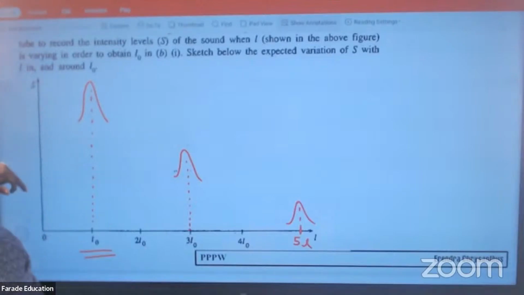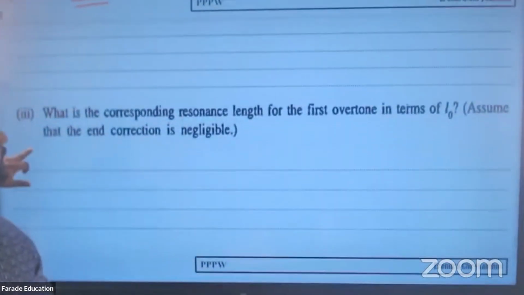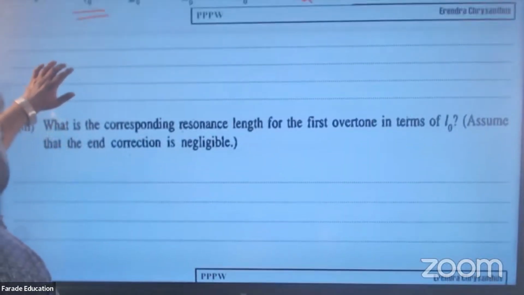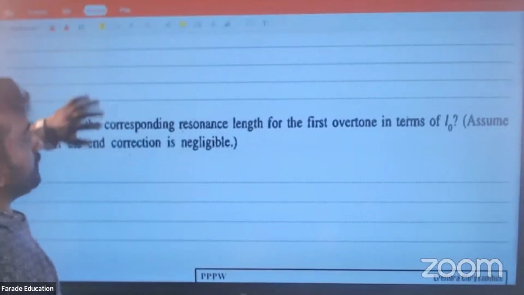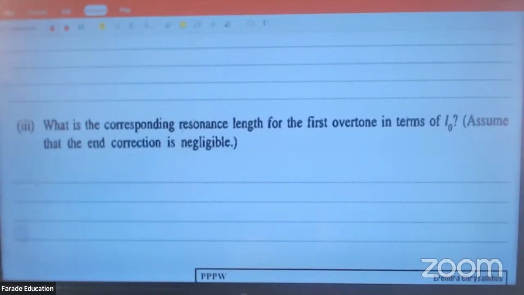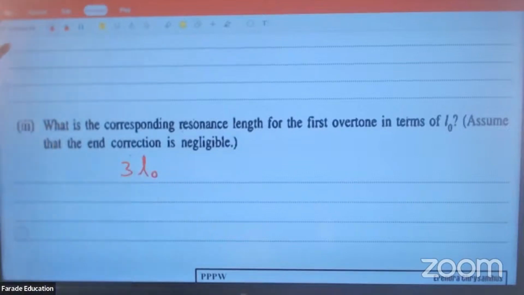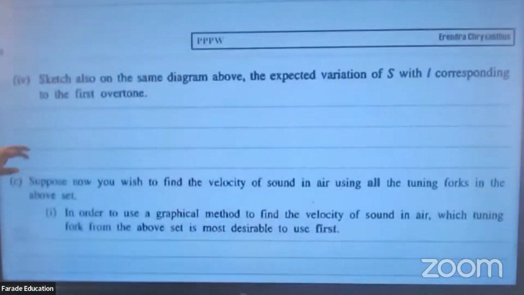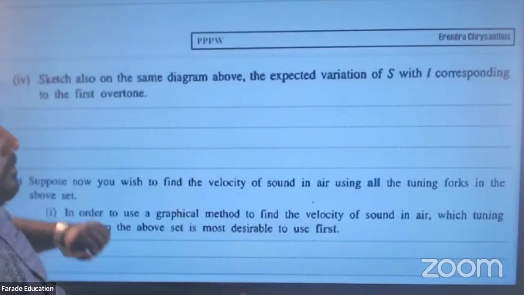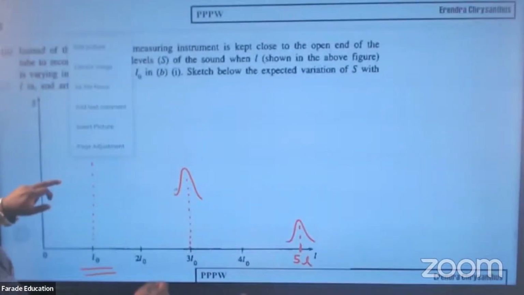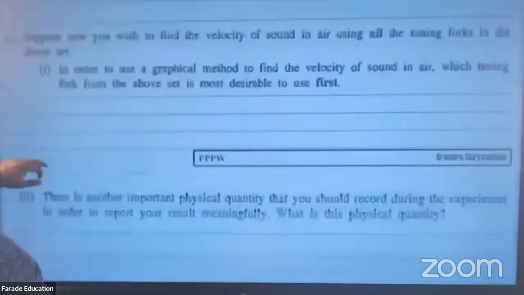What is the corresponding resonance length for the first overtone in terms of L naught? So if you take 3L naught, very simple. 3L naught, first overtone. Sketch also on the same diagram the expected variation of S with L corresponding to the first overtone. That I have already done.